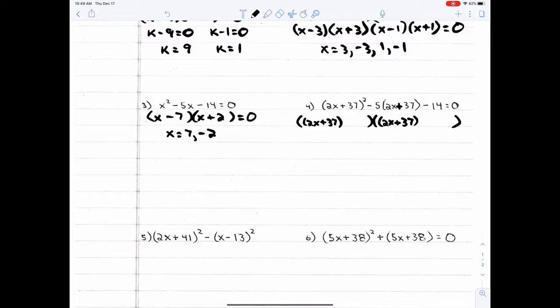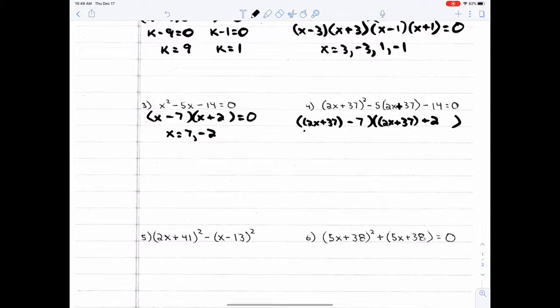Okay, what gives us negative 14? Again, don't worry about the middle term. Negative 7 and plus 2. That gives us negative 14. That gives me a negative 5 times 2x plus 37 in the middle. Again, I apologize. I can't call it a typographical error, but my writing error there. It should have been 2x plus 37. Okay? All right.